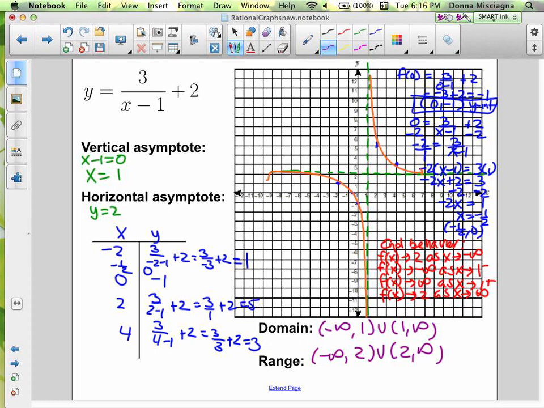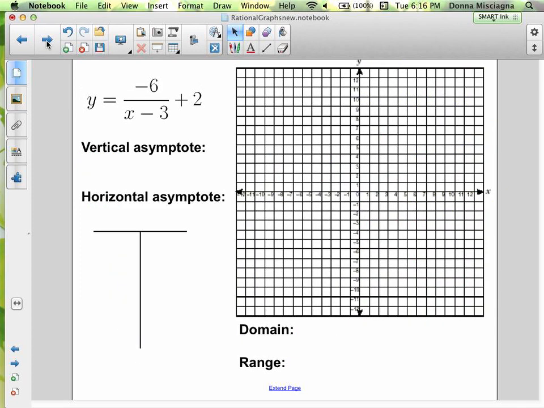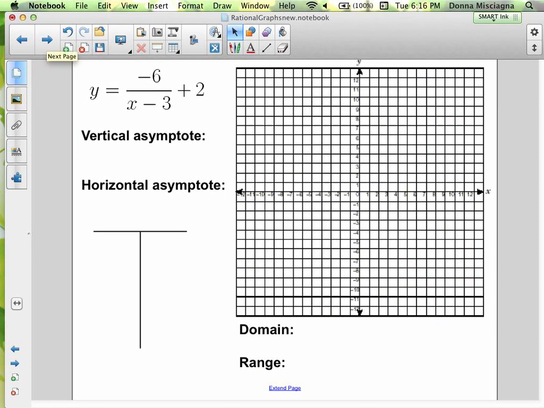And this one's done. Let's graph the next one. Oh, by the way, follow along in your notes, and whatever ones are in your notes, graph those. Here we have, I think it might be this one. We have y equals negative 6 divided by x minus 3, plus 2.